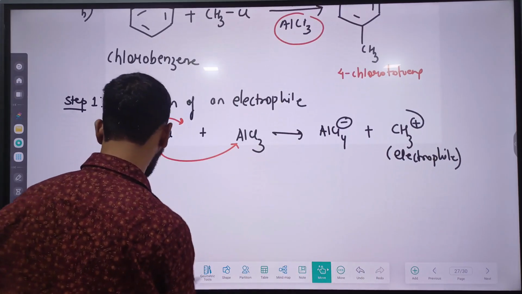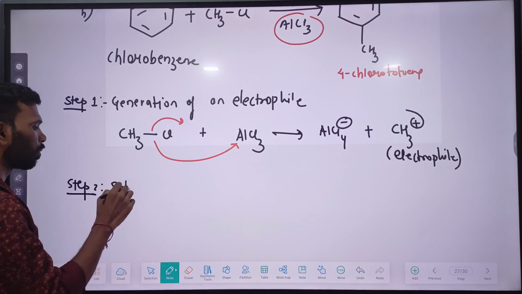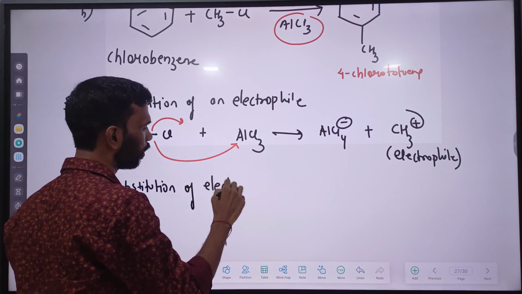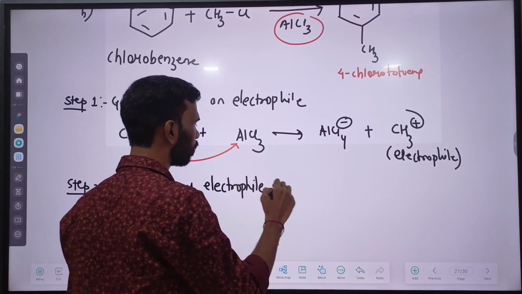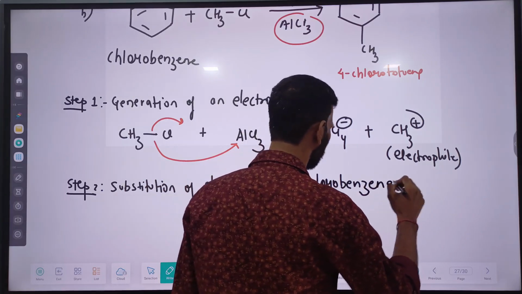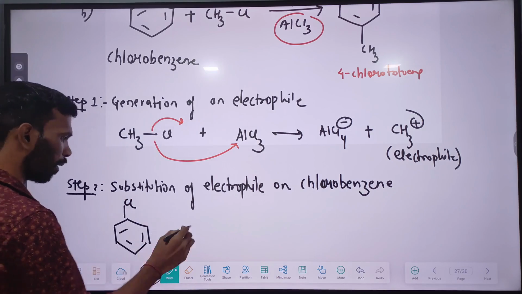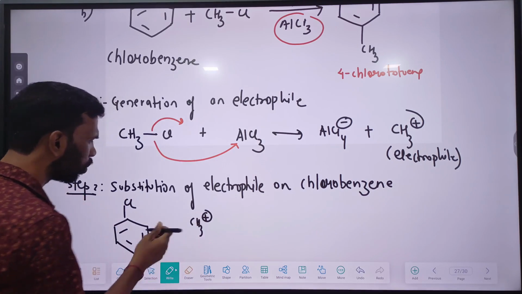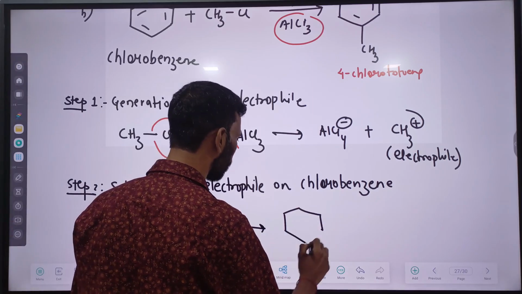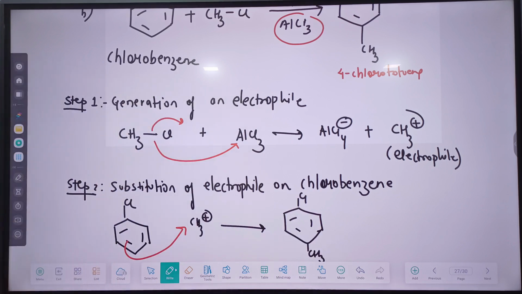Right? Step 2 is what? Step 2 is substitution of electrophile on chlorobenzene. This is your chlorobenzene. And what is the electrophile? This. Again you will get two products, ortho and para. I will show the major one, the para one. This is the major one. Right? This is how you get the products.